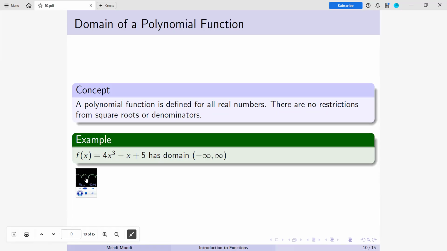Polynomials are like open highways in Germany. No speed limits, no holes, no crashes. Drive freely across the real number line.